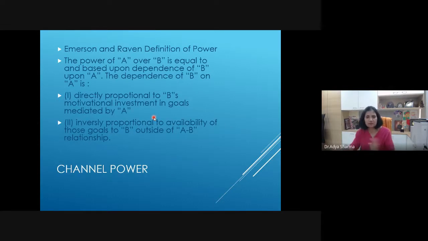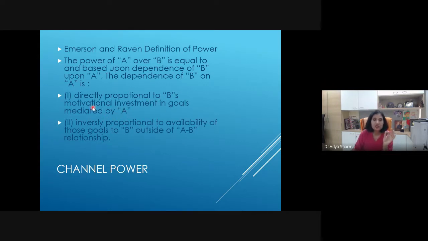Now you will find many definitions, but the simplest one, and I'll just show you 2, 3 to help you understand this. It says the power of A over B is equal to and based upon the dependence of B on A. Okay? Now what do we mean by dependence? The dependence of B is directly proportional to B's motivational investment in goals mediated by A. What does it mean? That B is dependent on A, or B feels that A has power, only if the goals that B has are the ones that are being provided by A.